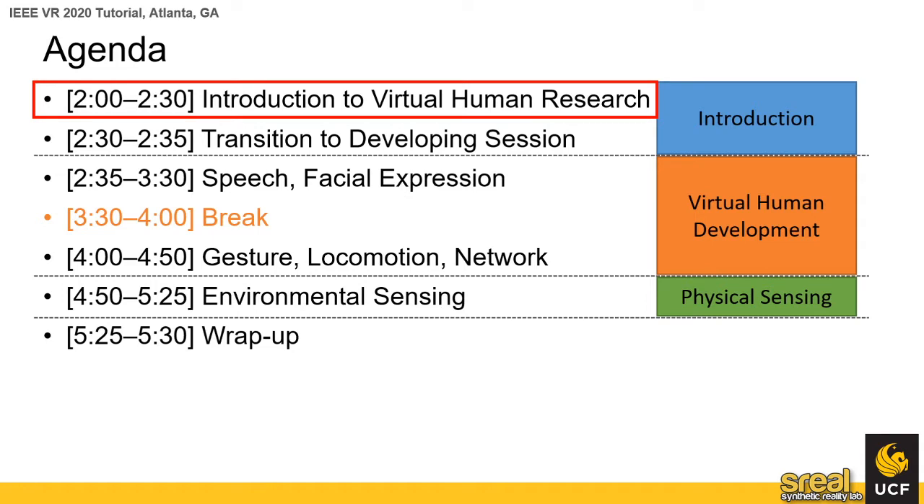First, we'll explain how to import a virtual model and add speech and facial expression features. Then we'll have a break. After the break, we will continue to develop the virtual human with gestures and locomotion, and we'll also show how to control the character through network communication. Finally, we'll show how we can add a physical sensing component to make the virtual world more connected to the physical world before we end this tutorial.